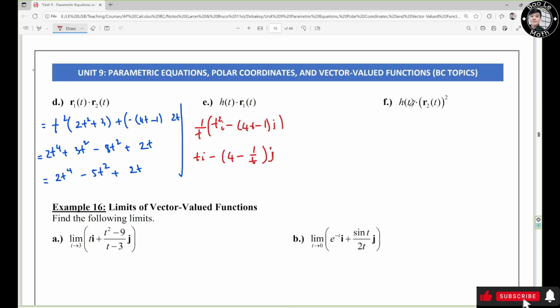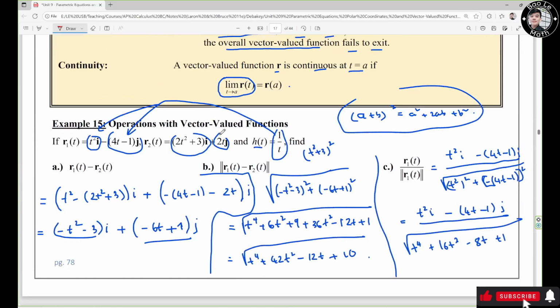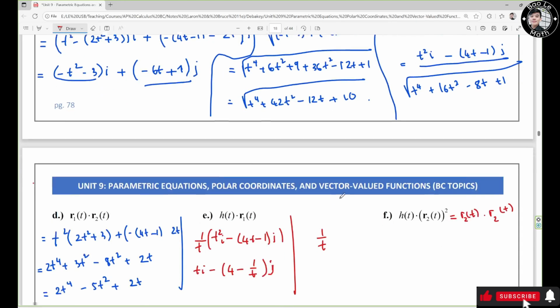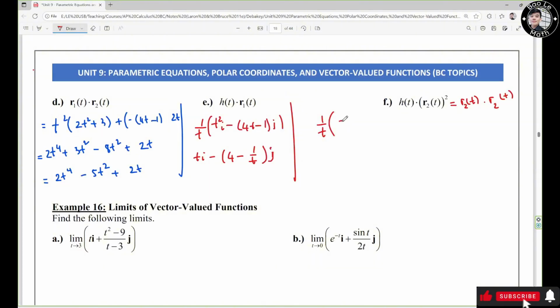Question F. h of t is 1 over t, right? Now r2 of t squared, which is r2 of t times r2 of t, right? Now r2 of t is 2t squared plus 3 and 2t right here, right? So it's going to be 2t squared plus 3 times 2t squared plus 3, right? Plus 2t times 2t, right? So I'm going to simplify this one.